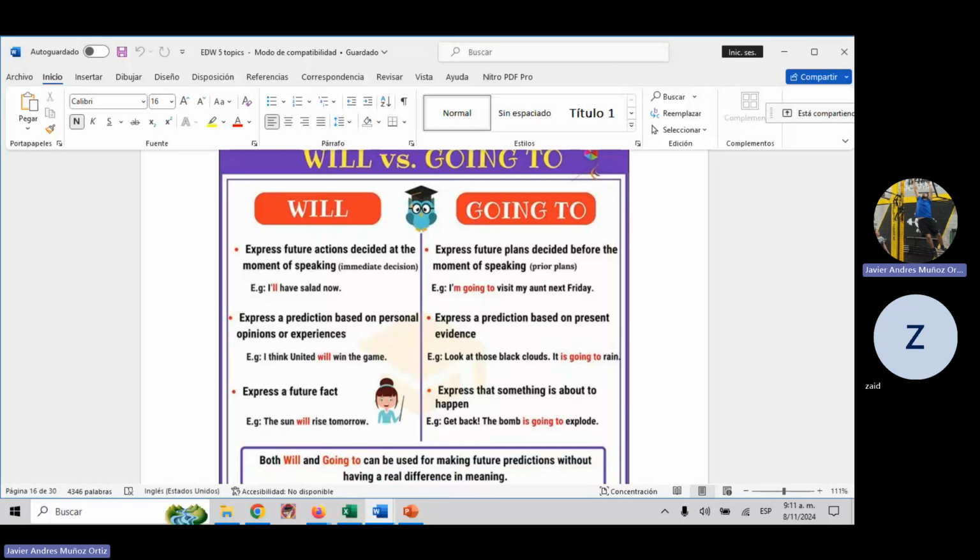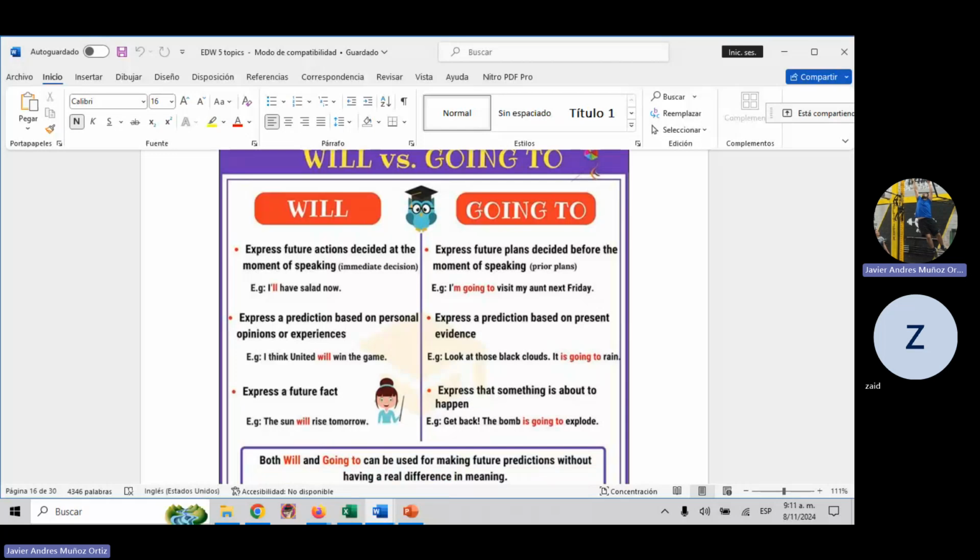According to the meteorologist, it's going to rain in 2 hours. According to the data, according to the facts, this is going to happen in 2 days, next month, next week, I don't know, right? This is the difference between will and going to, I mean, the second parallel.